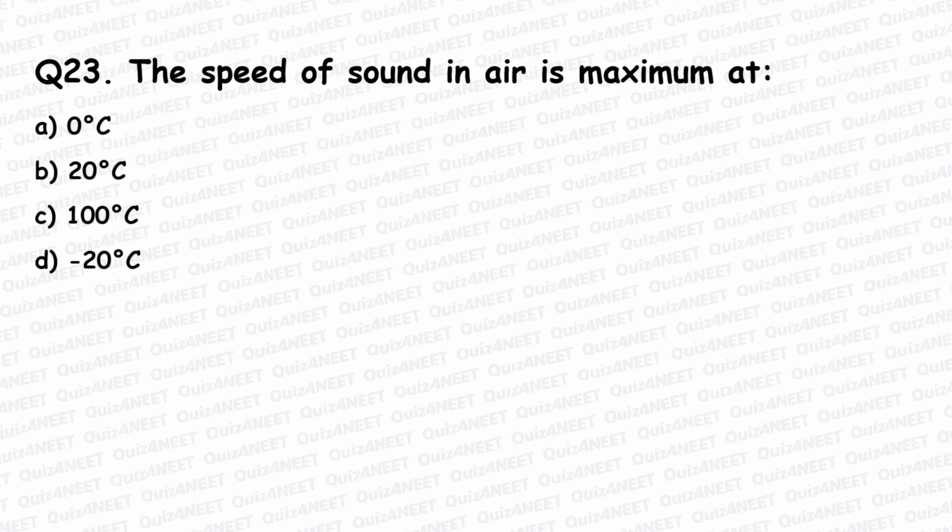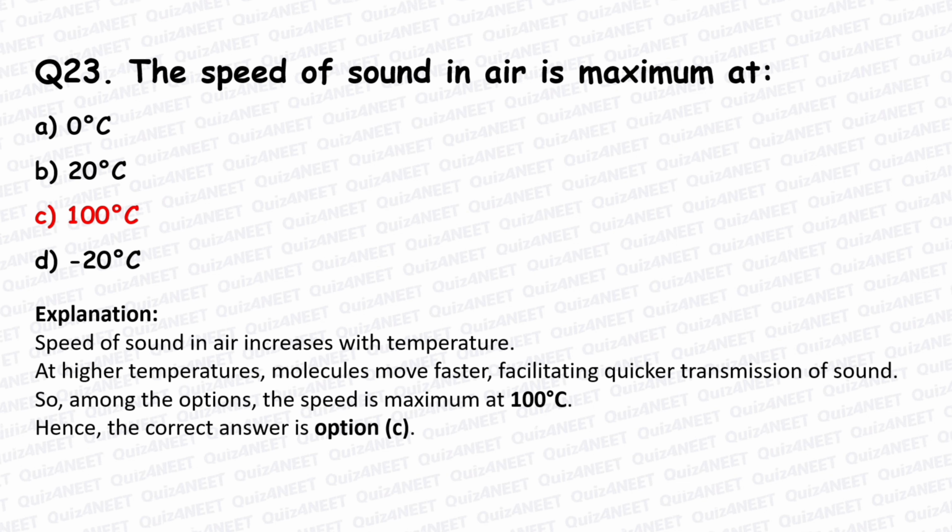Q23. The speed of sound in air is maximum at: A, 8 degrees Celsius; B, 20 degrees Celsius; C, 100 degrees Celsius. Explanation: Speed of sound in air increases with temperature. At higher temperatures, molecules move faster, facilitating quicker transmission of sound. So among the options, the speed is maximum at 100 degrees Celsius. Hence, the correct answer is option C.